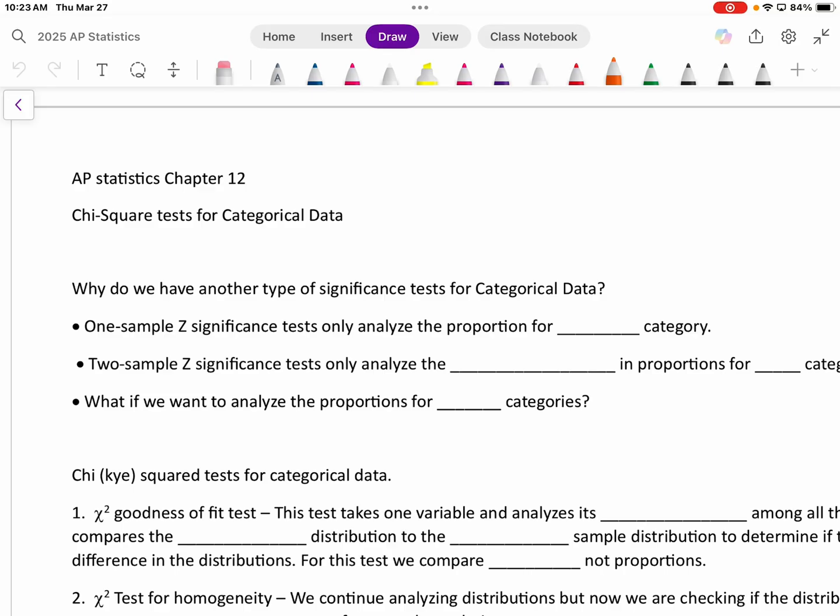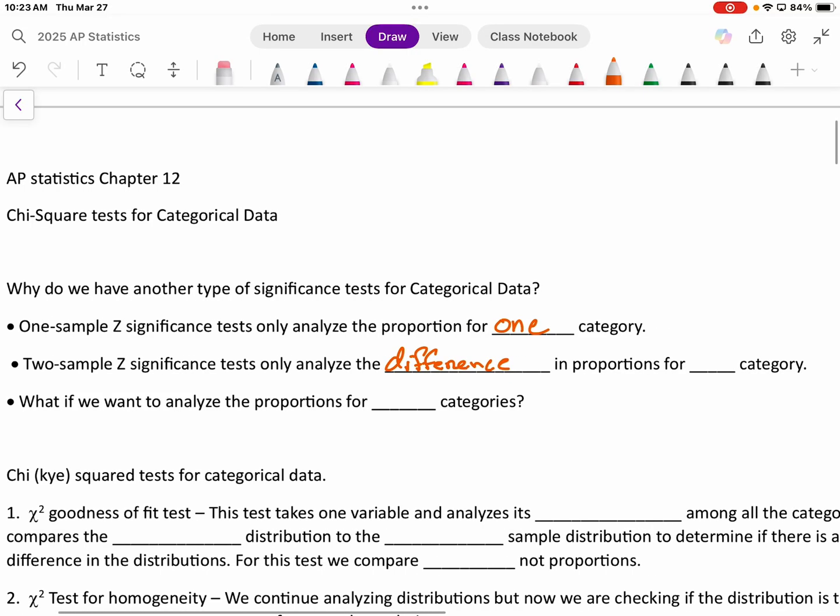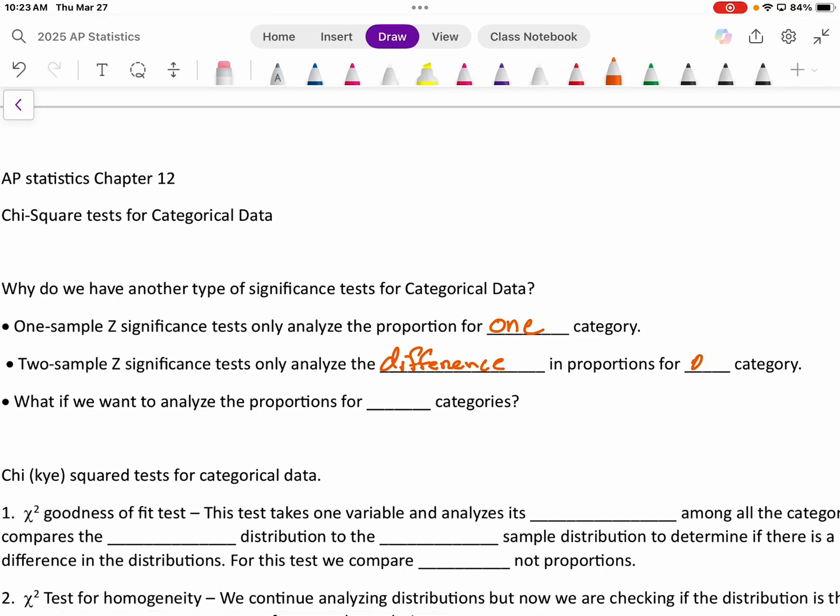Why do we have another type of significance testing? Well, here it is as I come back to write it, even though I just said it at the front of the room. A one-sample z significance test only analyzes the proportion for one category. That's all it does, just one category. A two-sample z significance test only analyzes the difference in proportions for one category.